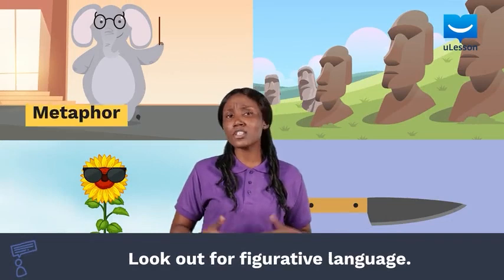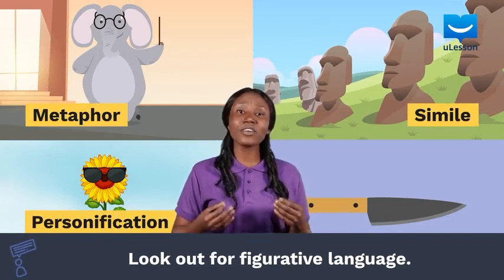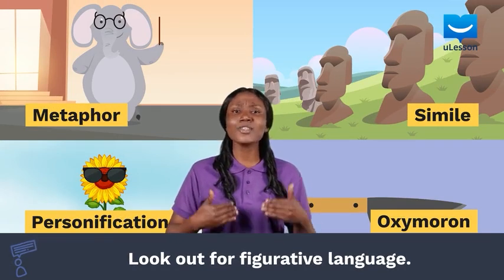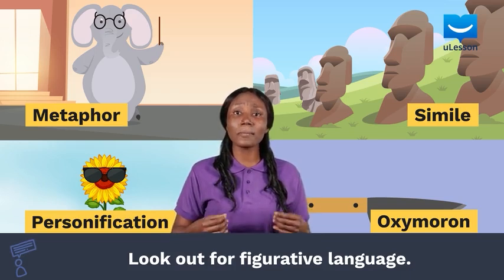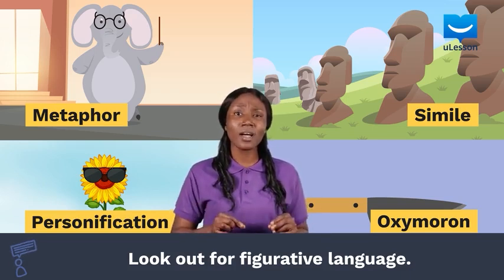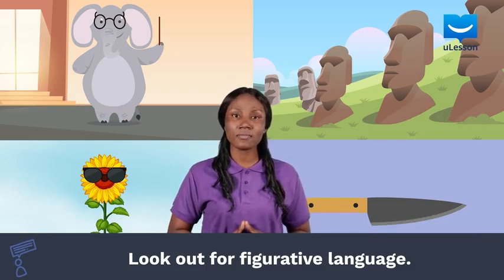Next, you should look out for figurative language, such as metaphors, similes, personification, and oxymoron, to name a few. These are used to create vivid images or evoke certain emotions that make the text more engaging. Identifying them and thinking about what they mean can help you to better understand a fictional text.